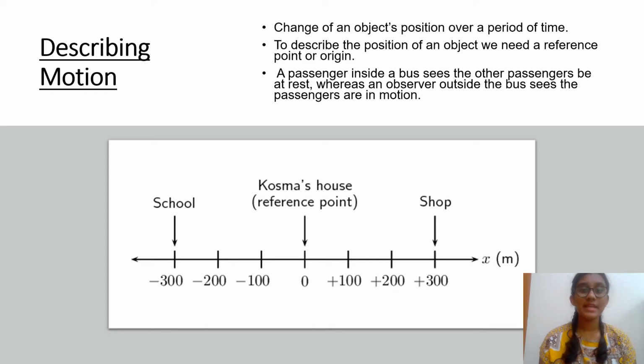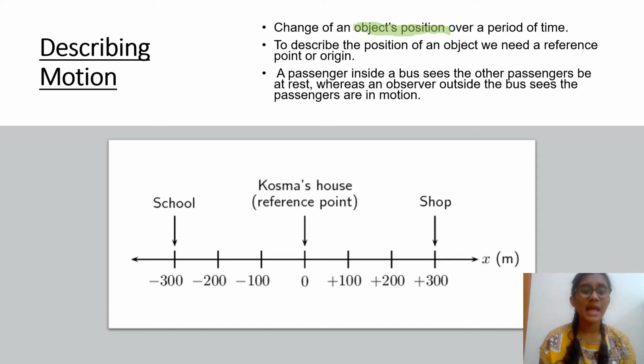Now, motion is described as the change of an object's position over a period of time. Now, to describe the position of an object, we need a reference point or an origin. For example, a passenger inside a moving bus sees his fellow passengers inside the same bus at rest, whereas an observer from outside the bus sees all the passengers inside the bus in motion.